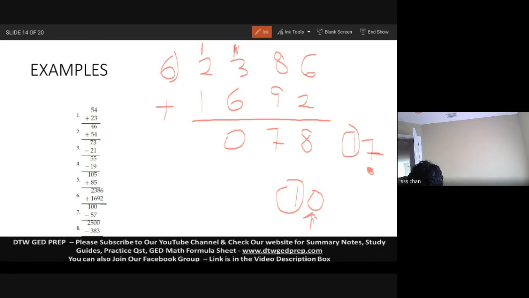Then we go ahead to add 2 plus 1, which gives us 3, plus that 1 we just brought over, we have 4. And so this addition is 4078. So we'll move to the 7th one.